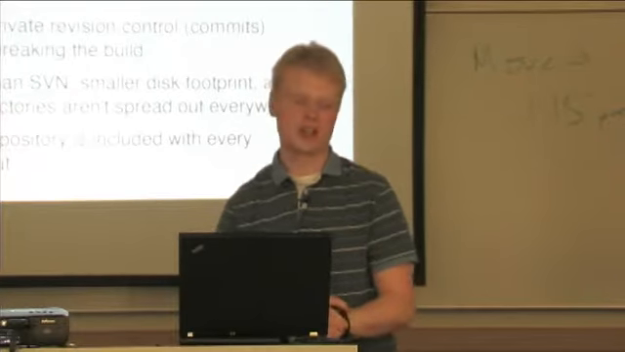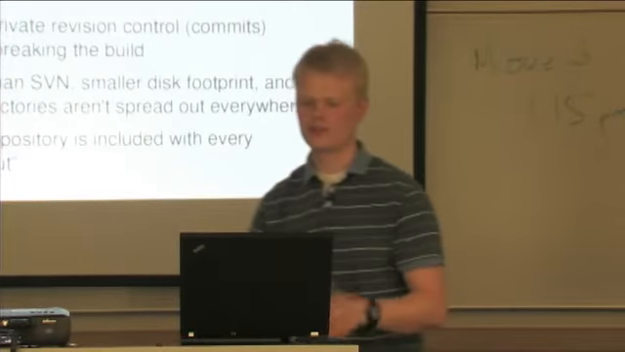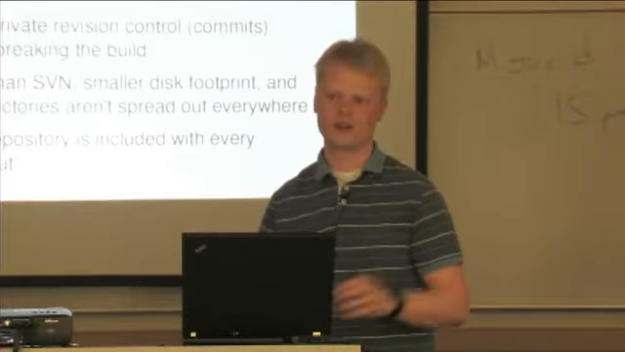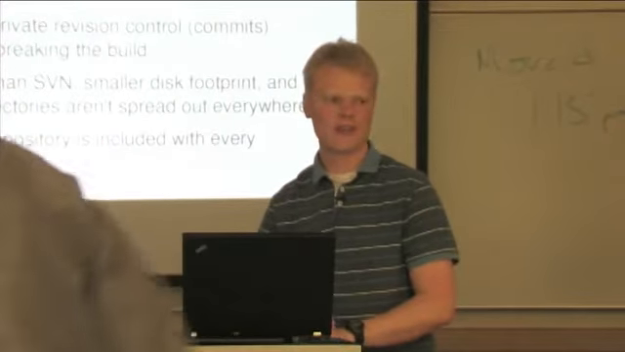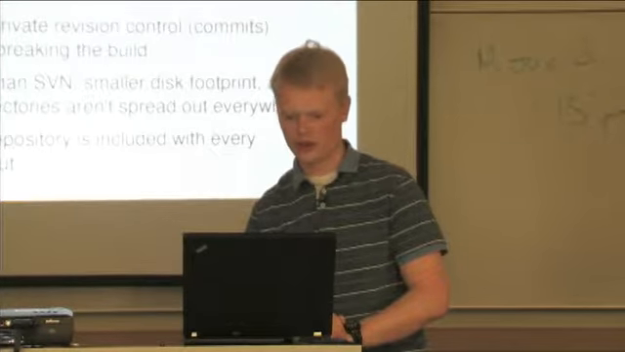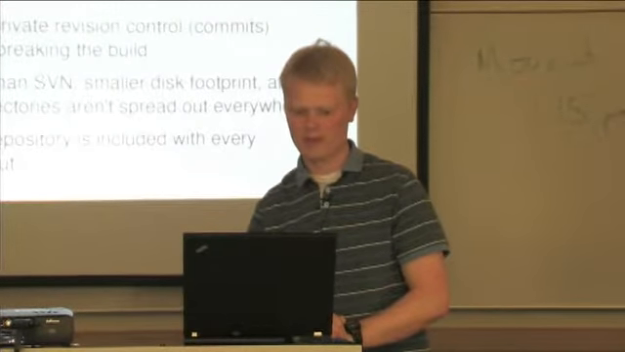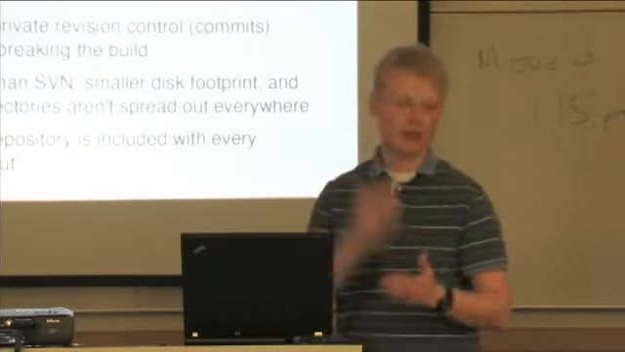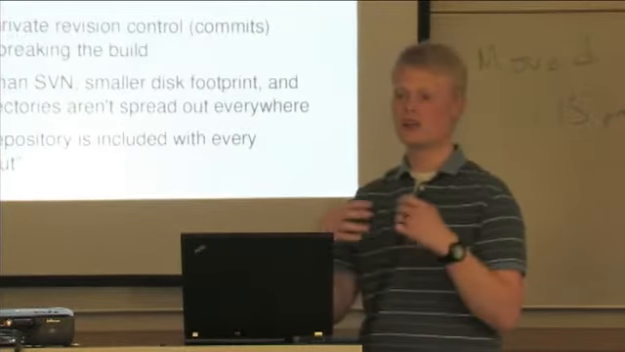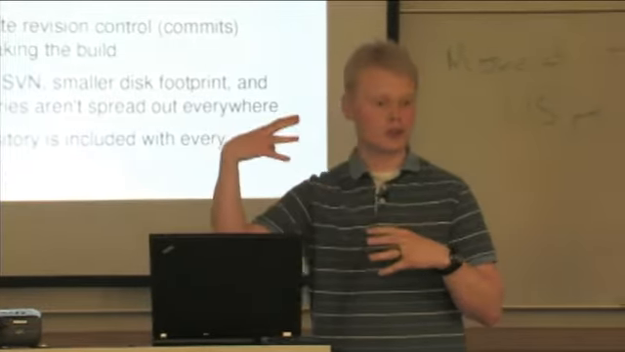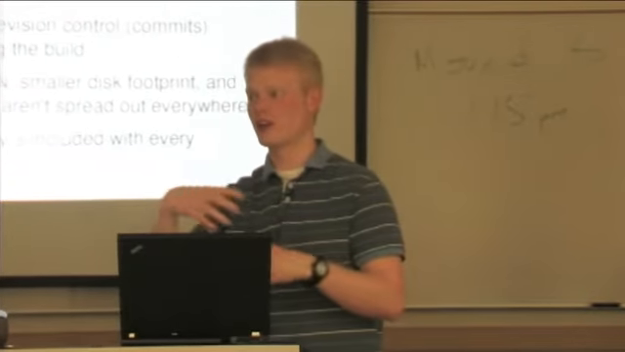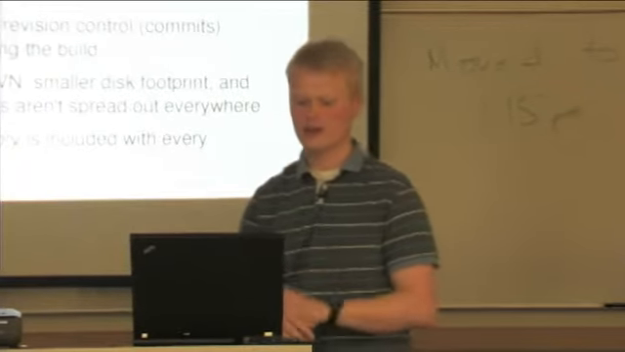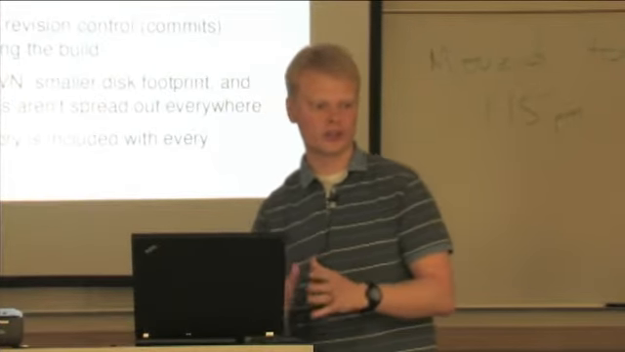It's a lot faster than SVN. It's a smaller disk footprint. And the SVN directories aren't spread out in every single directory. There's only one .hg directory at the root of your clone or your checkout directory. The entire repository is included with every checkout. So if you need to do a blame or a log or something, in Subversion it used to have to go out to the server to do that. And so if someone was running a blame while someone else was running a blame, it would take forever. Now you can run a blame and it only affects your local system.